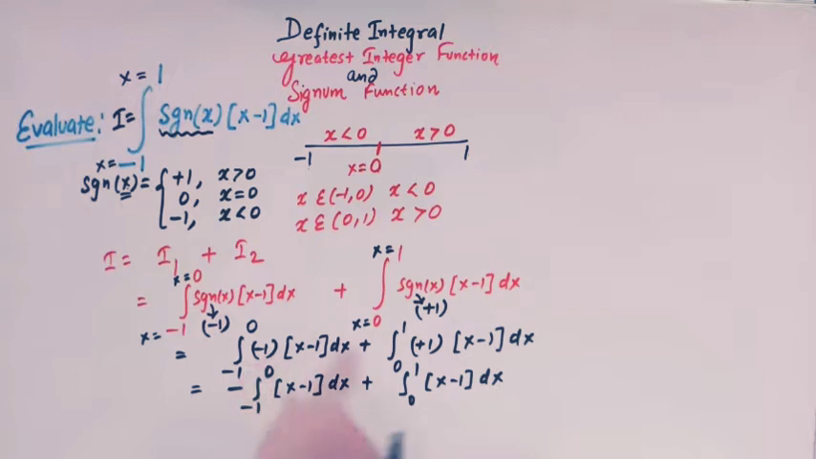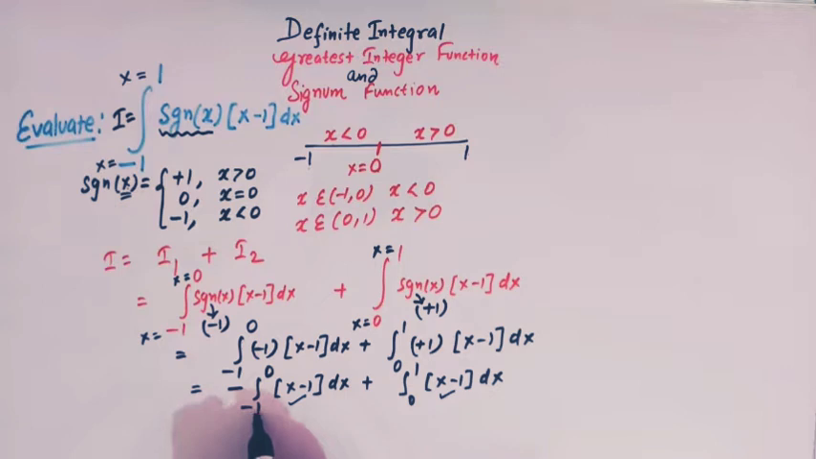So now viewers, we see that we have two integrals, and our integrand is a greatest integer function. In this integral and in this integral also, we have the integrand as a greatest integer function.